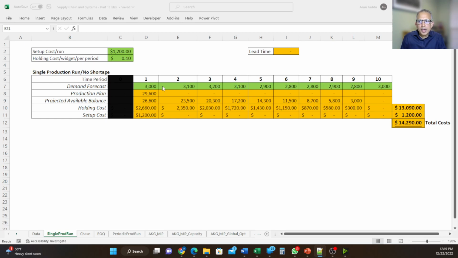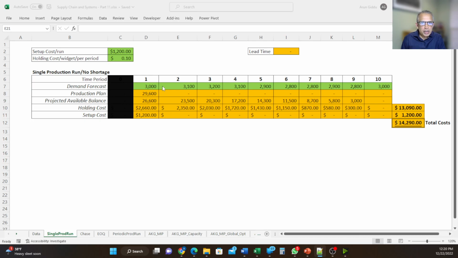Let's first look at a series of simple examples in Excel to understand what is infinite capacity planning and see various heuristics in action that will try and reduce total cost, which is just a sum of holding cost and setup cost. Here we have 10 weeks of forecasted demand. The numbers in green are the demand forecast. We need 3,000 units in week 1, 3,100 units in week 2, and so on.